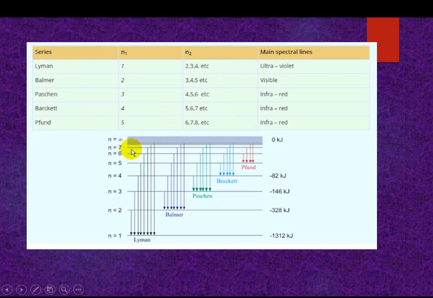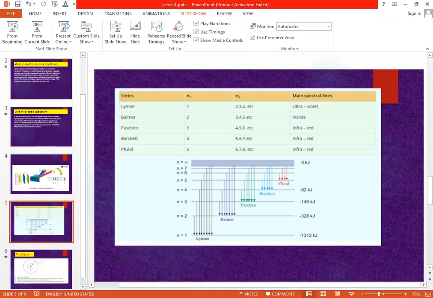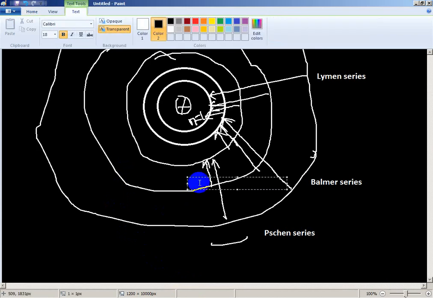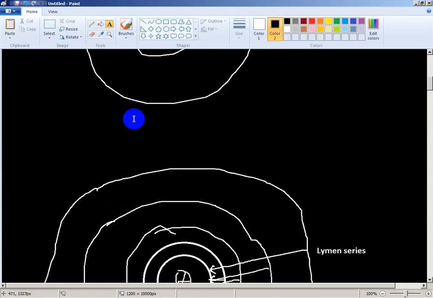Okay, scientists put forward a formula to explain the spectrum of the hydrogen atom in the following way. This is called the data.